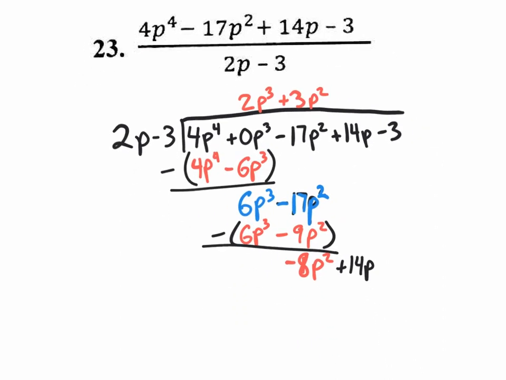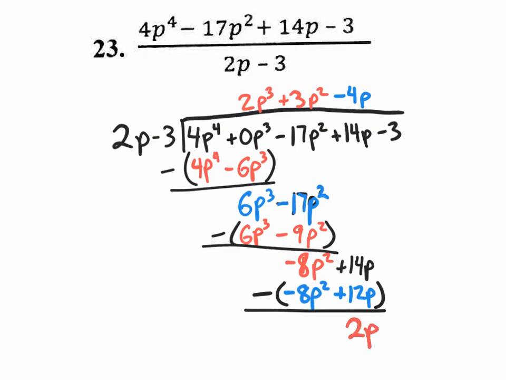Whatever. Just keep going. And then think 2p times what will get you that negative 8p squared. So 2p times negative 4p will give you that exact value, negative 8p squared. And then distribute that negative 4p also times the negative 3. It's going to be a positive 12p. Of course, I'm subtracting. Put the parentheses with the minus sign and distribute to both terms. This becomes negative 12. So 14 take away 12 is 2p. So you have 2p left over.